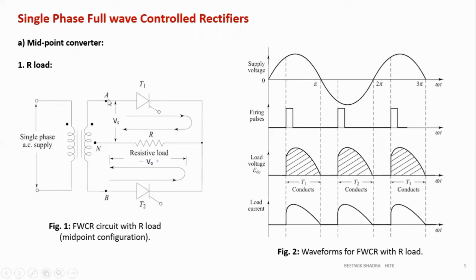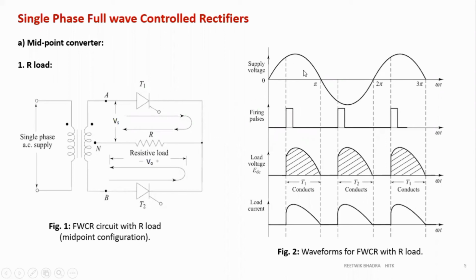So if this A point is 12 volt, this N point will be 0, and B point will be minus 12 volt. Okay, so if you consider the first half cycle, A point is positive with respect to B, and in the next half cycle, B point is positive with respect to A. During the first half cycle, thyristors T1 and T2 are connected, so a gate pulse should be given. I've given a gate pulse over here, and this gate pulse will turn on thyristor T1.